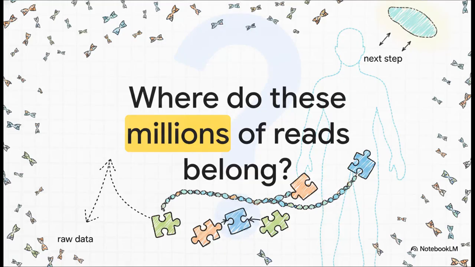So we've got our FASTQ file, millions of highly accurate, tiny pieces of DNA. But here's the catch. They are completely jumbled up. Where do they actually belong in the human body? Answering this question takes us from the raw data generation phase right into the puzzle assembly phase of our pipeline.